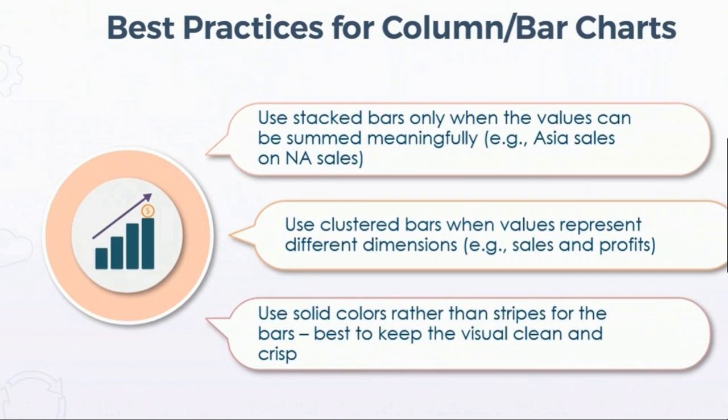And what are the best practices for stacked and clustered bar charts? You should use stacked bar only when the values can be summed meaningfully, like Asia sales and North America sales. You should use clustered bar when values represent different dimensions, for example, sales and profits. You should use solid colors rather than stripes for the bars. It is best to keep the visual clean and crisp so it can be readable. It's all about basic tools in Power BI which we can use for information representation in our visualization.